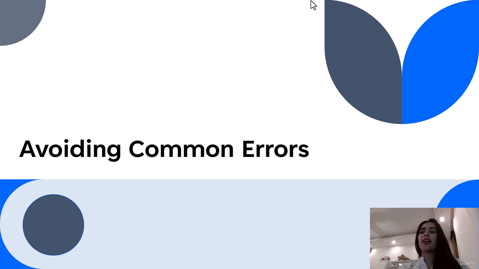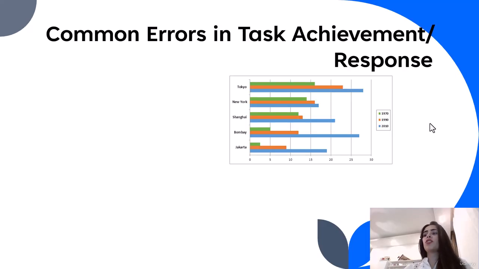Welcome back. Now that you know how the IELTS writing section is scored, we can focus on the most common mistakes that students make in each criterion. Avoiding these errors will help you gain those extra points that can make all the difference in your final score. Let's begin with task achievement for task 1 and task response for task 2.